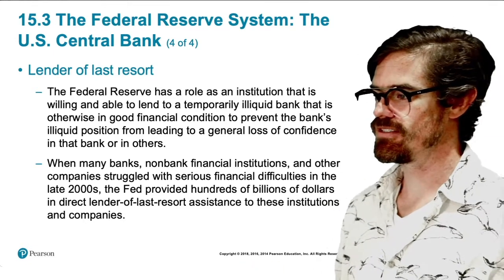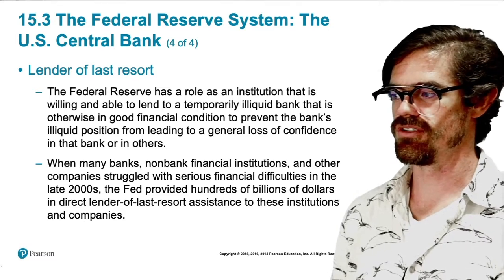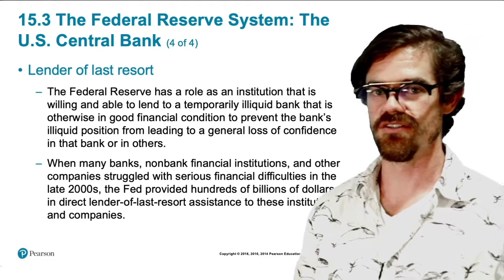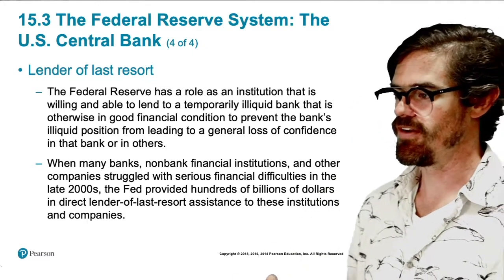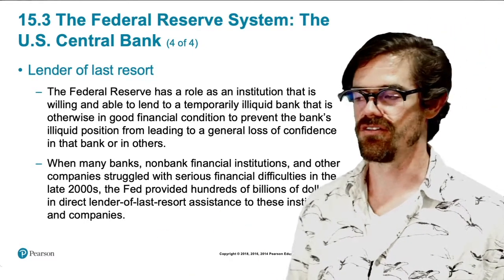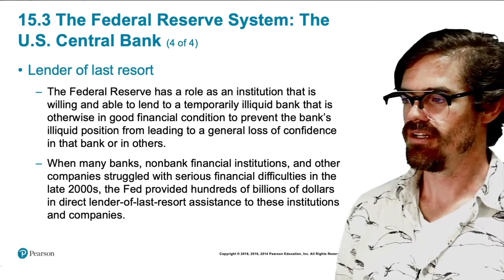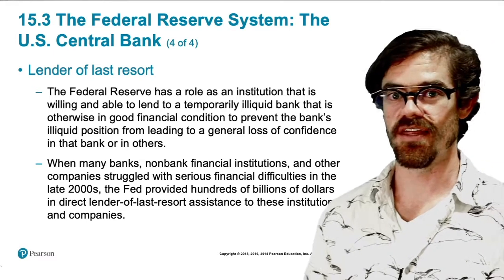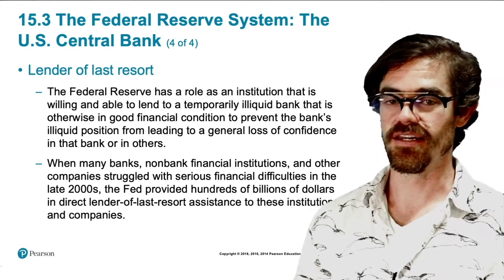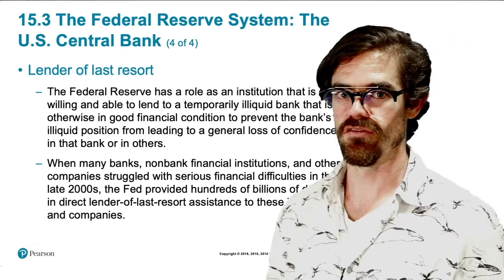When many banks and non-banking financial institutions and other companies struggled with serious financial difficulties in the late 2000s, during the Great Recession, the Fed acted as a lender of last resort and provided hundreds of billions of dollars in direct lender of last resort assistance to these institutions. And again, like I mentioned, they have done this again very recently in the wake of this coronavirus pandemic.